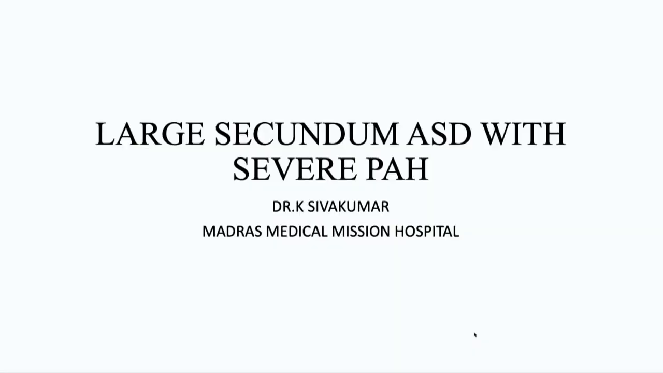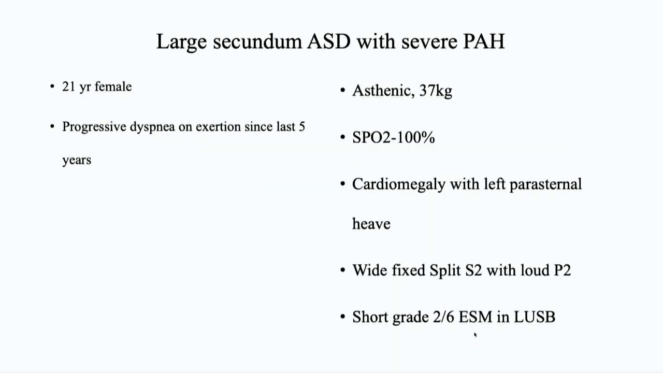Next case is a large secundum ASD with severe PH. This is a 21-year-old female with progressive dyspnea on exertion since the last 5 years. She weighs around 37 kg with saturation of 100% on room air. On examination, she has cardiomegaly with left parasternal heave.